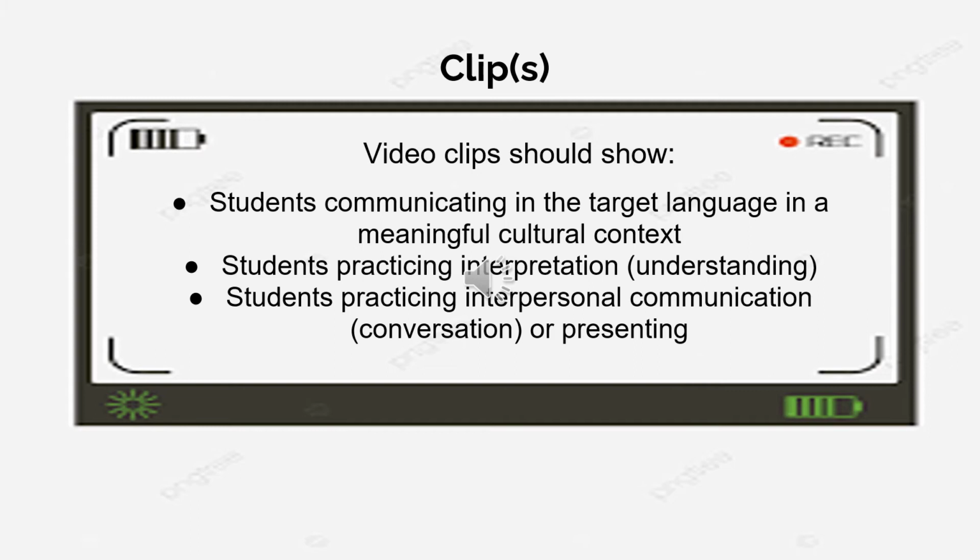You also need to have students practicing interpretation or understanding the language. And you need to have students practicing either interpersonal communication, so conversing with someone, having a conversation, or presenting something. You want to make sure this is not just question and answer. That is not presenting, and that is not interpersonal communication. So either discussion and conversation or presenting.